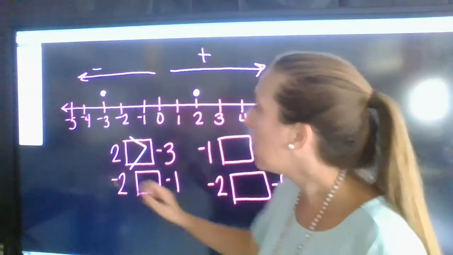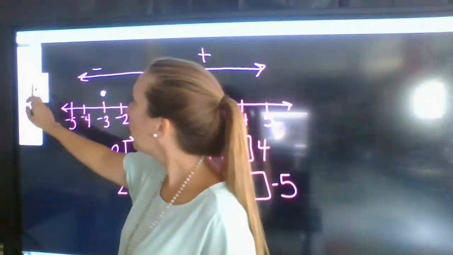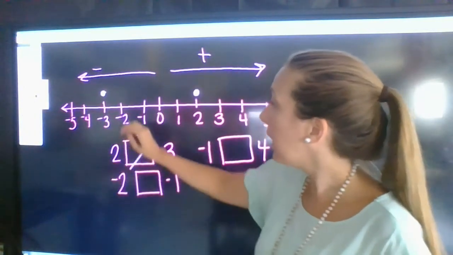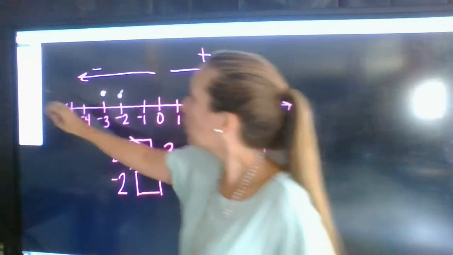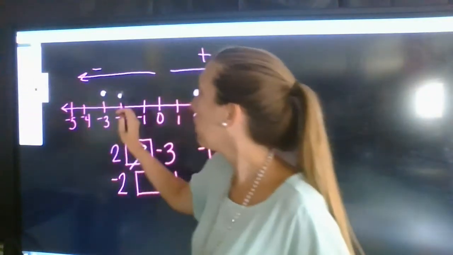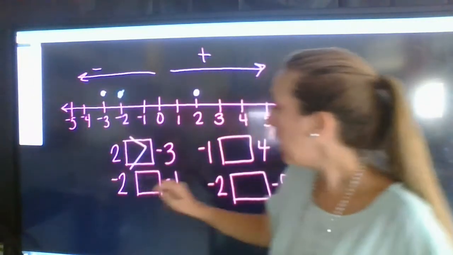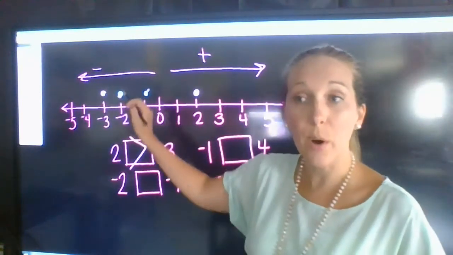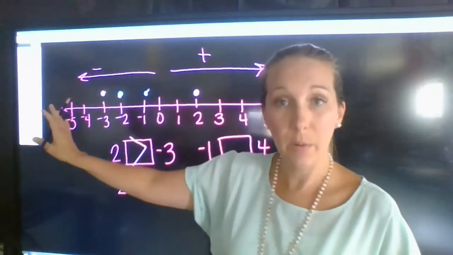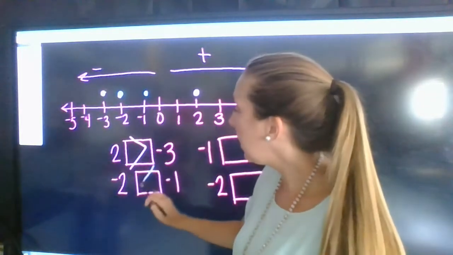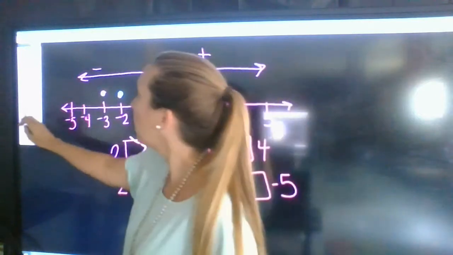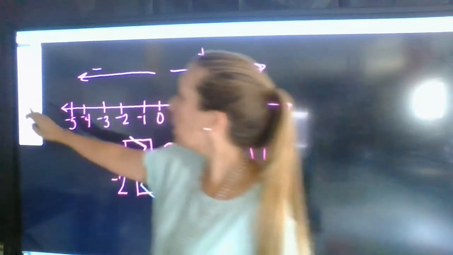So our next one, we will use the blue for -2. There's our -2, and then we have -1. Now the -2 is farther to the left of 0, so it is going to be less than -1. All right, so let me erase these so that doesn't confuse us.